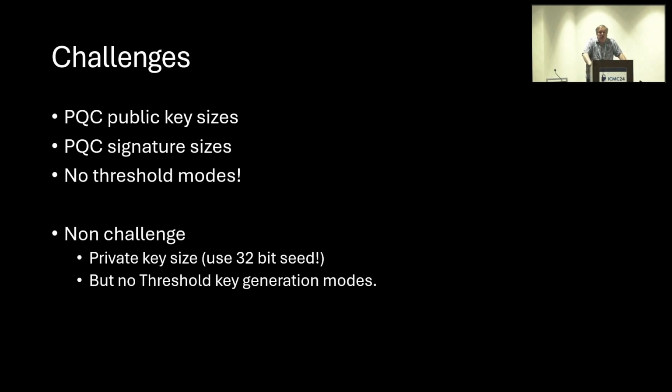Challenges that I've hit along the road, well, the public key sizes and the signature sizes really do bust up my protocols. And even worse, there's no threshold modes. The one thing that isn't a challenge is the size of the private key, because you don't ever need to store the private key. All you need to do is store the seed and have a deterministic method of going from the seed to the private key. I'll come back to that in a moment. But again, there's no way of doing threshold generation for PQC. And that really hurts.